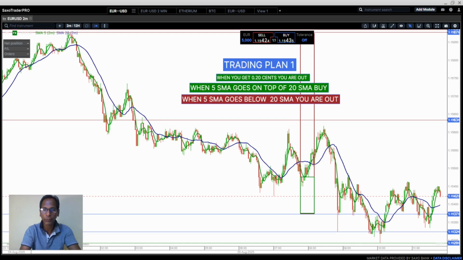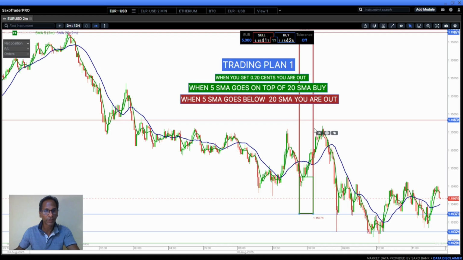So the trading plan one states that when 5 SMA goes on top of 20 SMA, you buy. Okay, so you see I have a box here. I have clearly shown in my other video as well why I put this, because this is to understand how much it is moving on a daily basis. You see it has already moved 50 cents. That is what it moves on a daily basis. So let's go with the trading plan briefly.